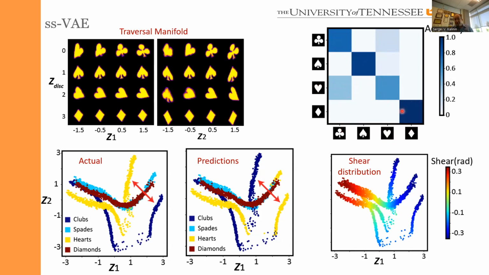Diamonds can be separated very clearly. They're very different from the remaining three. Spades can be separated very clearly, but these two classes get mixed quite appreciably. And again, we still have the property of the shear distribution, the disentanglement of the factors of variability, which in this example would be shear.